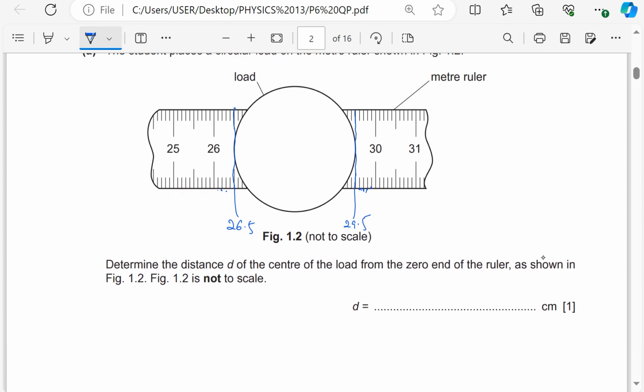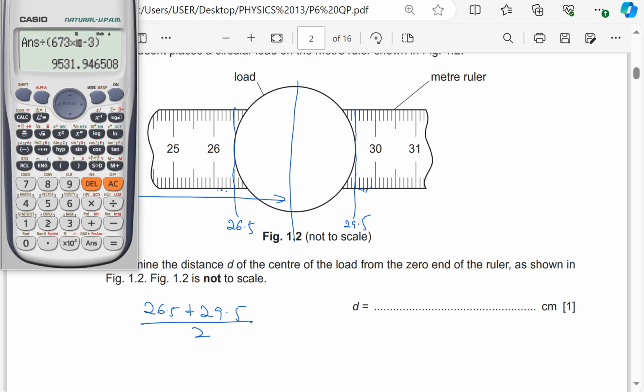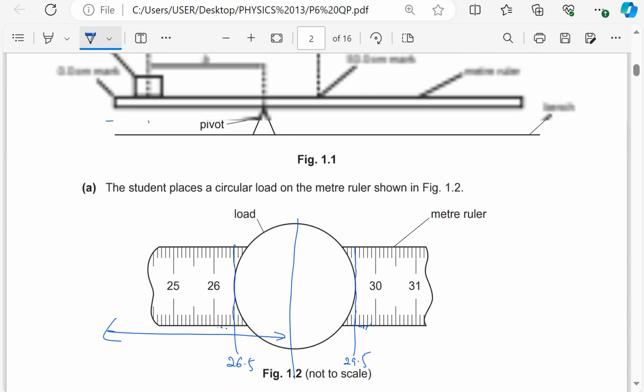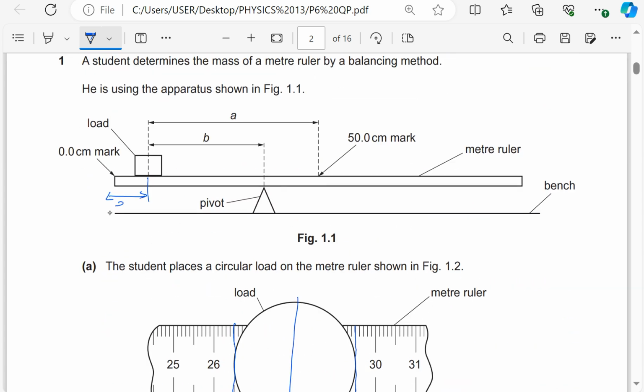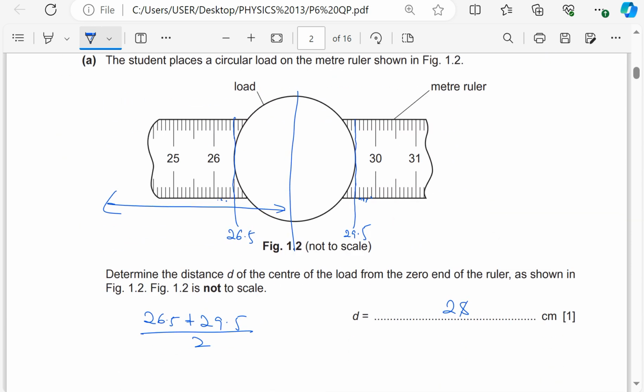I want to find the center from the zero mark. So the center is going to be 26.5 plus 29.5, divided by 2. This gives me the center, which is 28. Remember, this is the distance from the zero end to the center of the load, so this distance is 28 centimeters. Because a distance from a meter rule is measured to 1 decimal place, I can also write 28.0 centimeters.